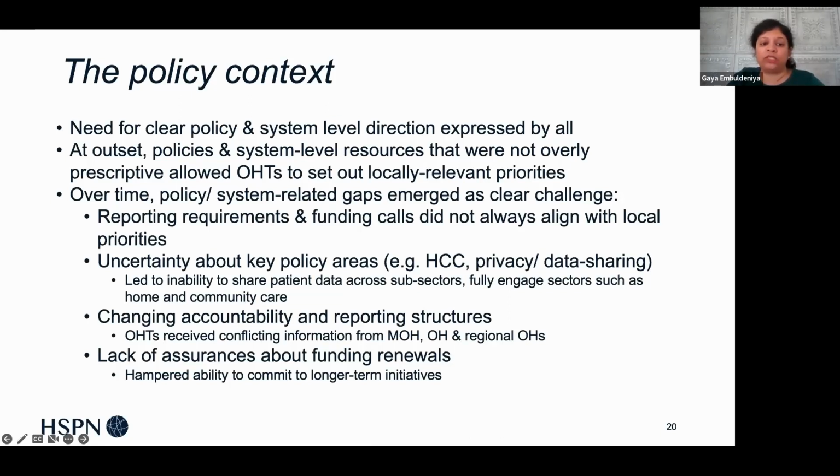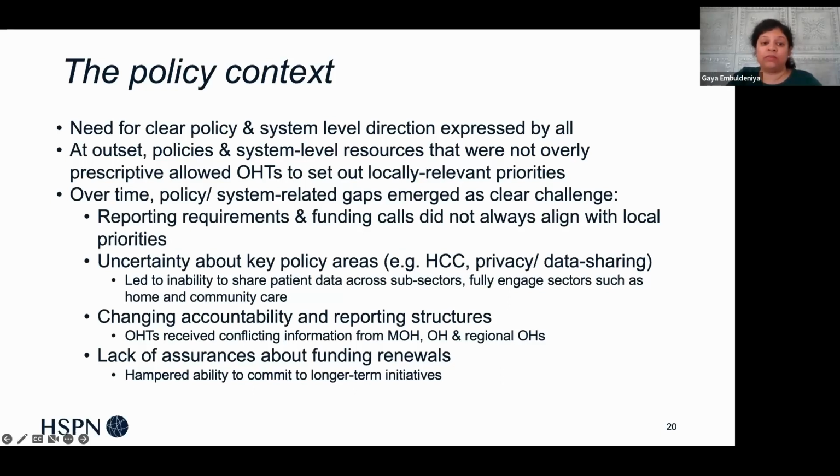So they had to work around a system that did not allow for sharing of patient data across all sectors, a system that did not allow them to fully engage sectors such as home and community care. There were unclear reporting structures, conflicting information from the ministry, OH, regional OHs. There were CQIP indicators that did not necessarily reflect what was important to OHTs themselves.